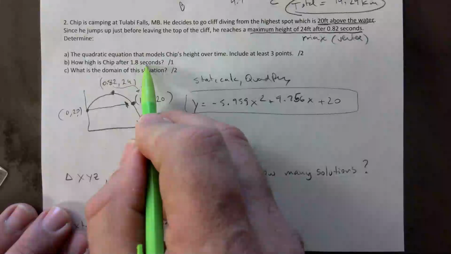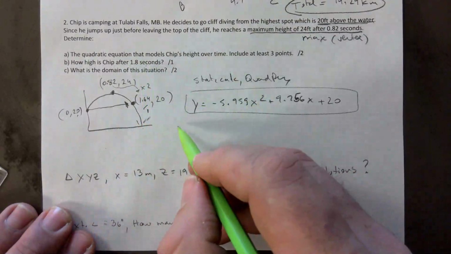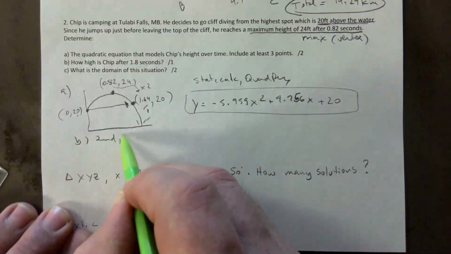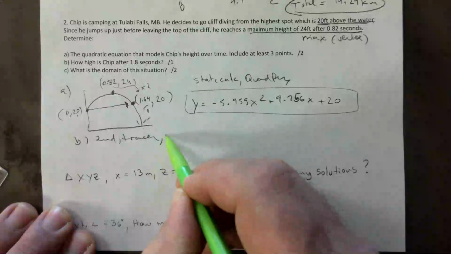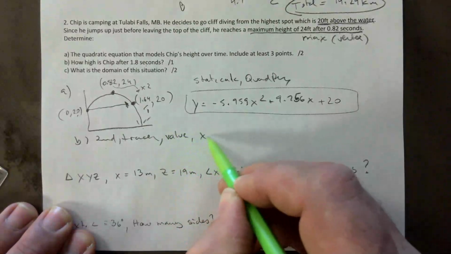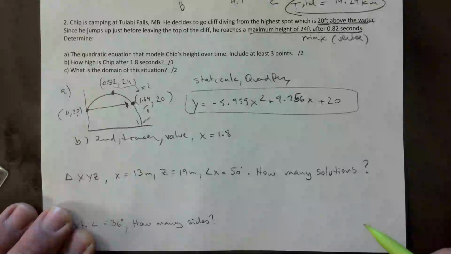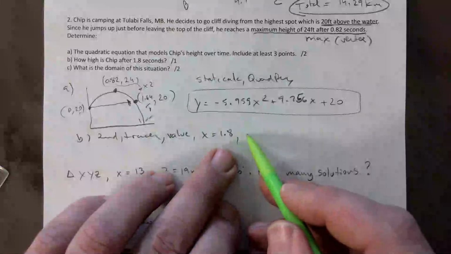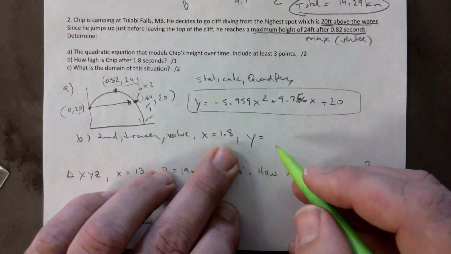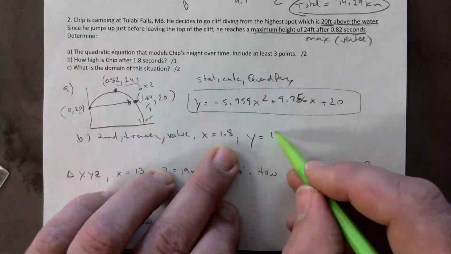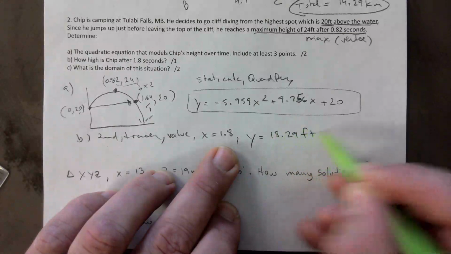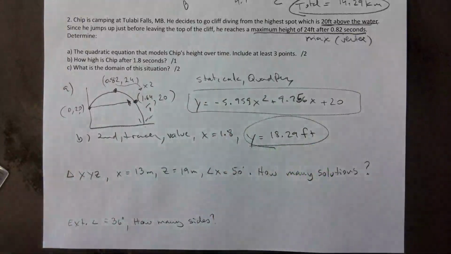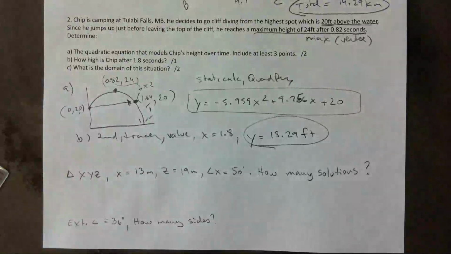How high is Chip after 1.8 seconds? That would be, this is all of A, right? B, all you need to do is go second trace value, that's correct, and let X be 1.8 seconds. Because you know X, right, that's your time, and Y is going to be 18.29 feet. Okay, so this is what we're after. As long as you have units next to it, and you circle that answer, you're good to go.